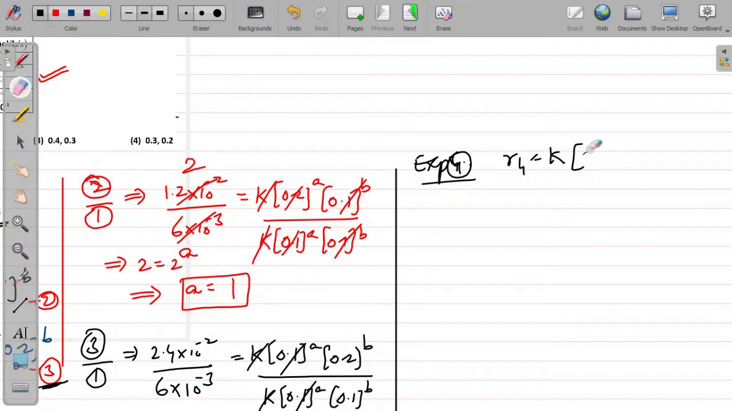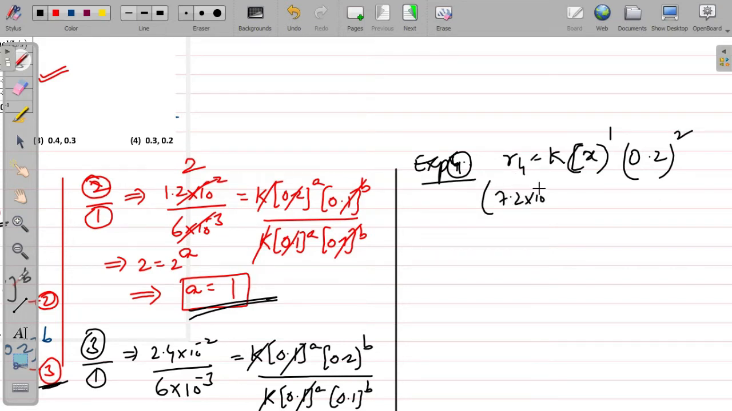This is x power 1 because we found a value as 1. So let's use that. And b value as 0.2 given. So use that. And for the power, we found out b value as 2. So use that power. So this is R4. Now R4 value is given as 7.2 into 10 power minus 2 in the table.